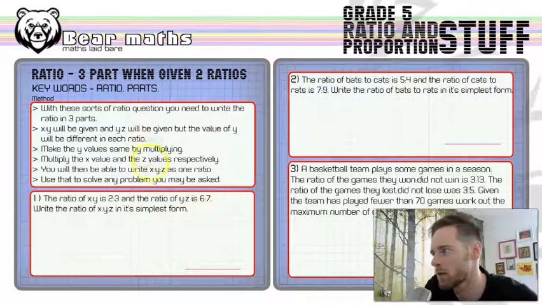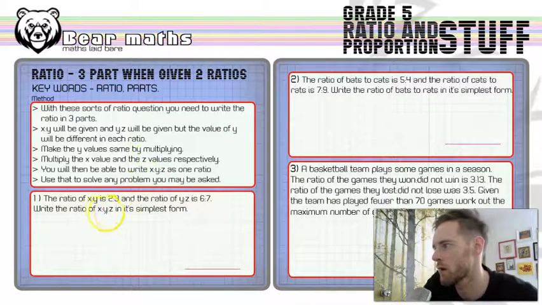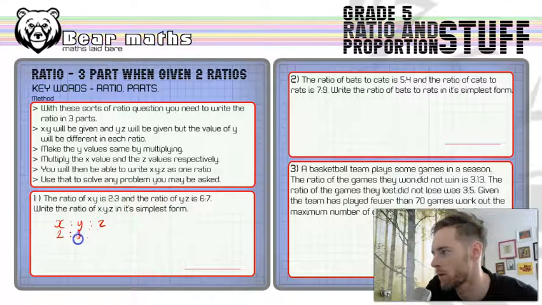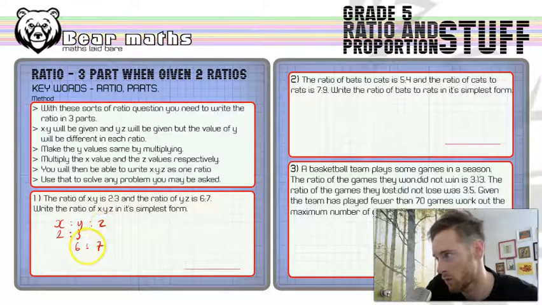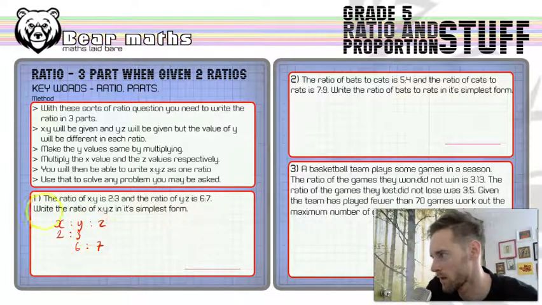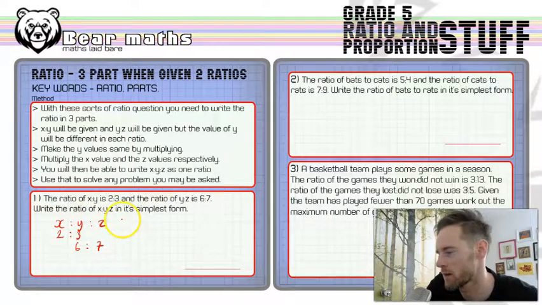Okay, well, let's have a look and see what we need to do in the first question then. So the ratio of X to Y is 2 to 3. So I like to write these out like this, X to Y to Z, whatever the letters are that you've been given. 2 to 3 is what we've got there. And then the ratio of Y to Z, and underneath it, we're going to put 6 to 7. So you can see we've got a missing value there and a missing value there. So what you may have noticed as well is it asks us to write the ratio of X to Y to Z in its simplest form.